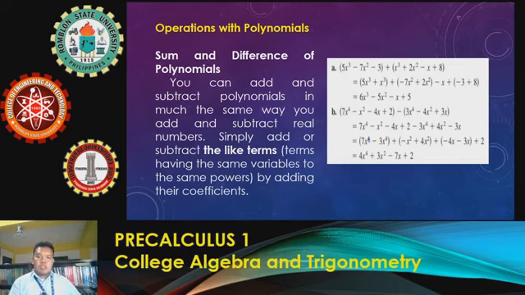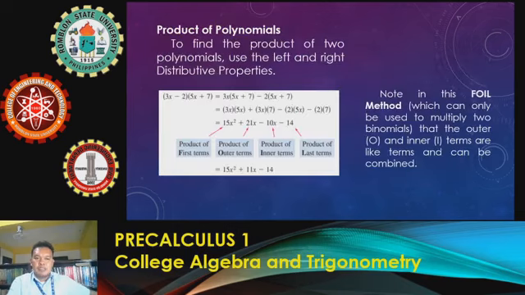Pero syempre, dito sa polynomials na pinag-usapan natin, dapat pareho po yung itsura nung i-add natin. For example, the variables and the exponents should be equal or same yung same terms. For example, x squared plus dapat x squared din yung ipa-plus mo, or x squared y squared, dapat may x squared y squared din, no? So hindi mo pwedeng pagsamahin yung mga hindi like terms. Pag hindi talaga like, hindi magsasama yan.